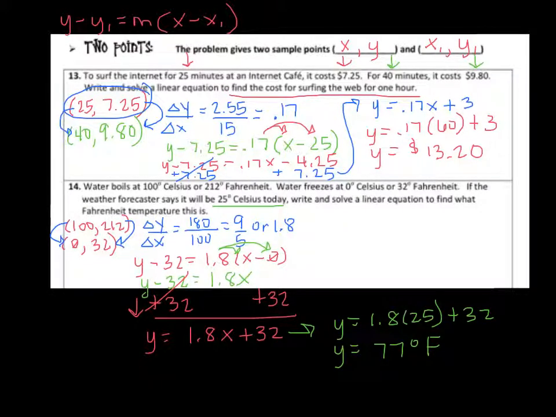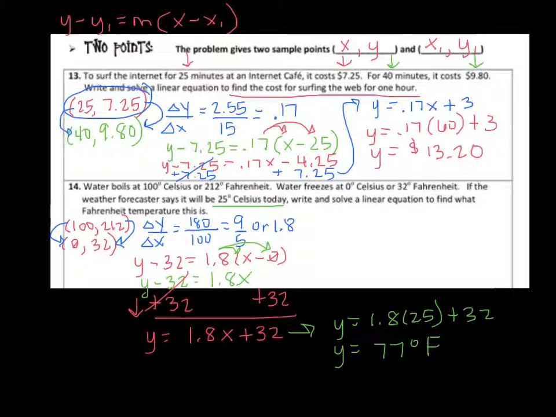Okay, so for this problem, it tells you that water boils at 100 degrees Celsius or 212 degrees Fahrenheit, and it freezes at 0 degrees Celsius or 32 degrees Fahrenheit. So my ordered pairs are Celsius, Fahrenheit, so we have 100, 212, and 0, 32. They want us to write and solve a linear equation to find out the Fahrenheit temperature for 25 degrees Celsius.